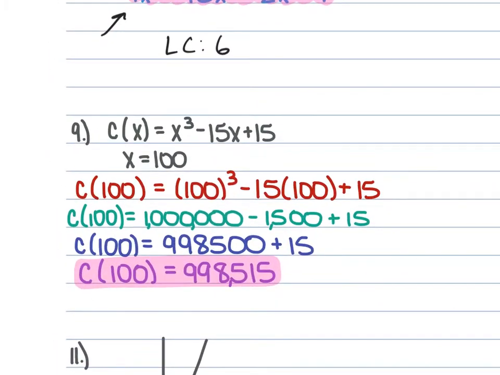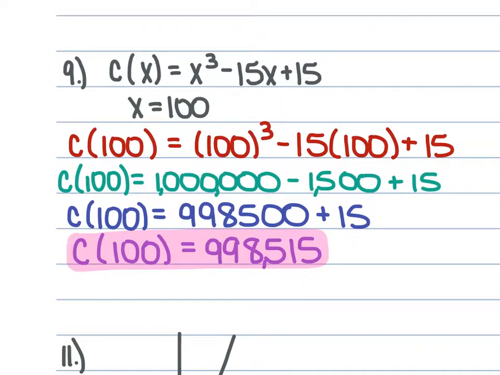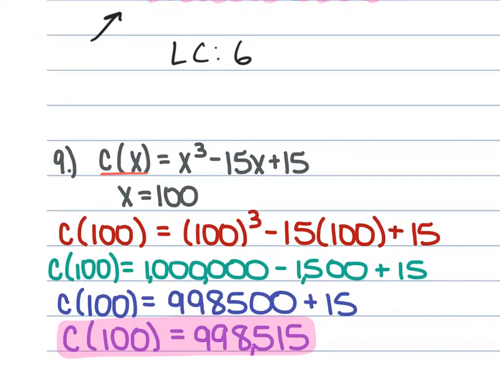Number 9 gave you a problem that looked like this, and it told you that x is equal to 100. A lot of times this gave people a problem because they're like, wait, what do I do with this side over here? This just means that there is a function. For example, c of x is the exact same thing as y equals, and we've got x to the third minus 15x plus 15. And all they were asking you to do was plug in x is equal to 100. That's what they want. You plug it in and figure out what you got.